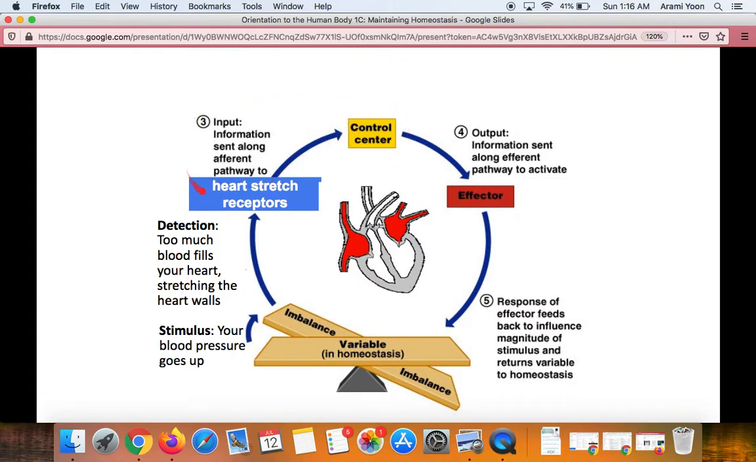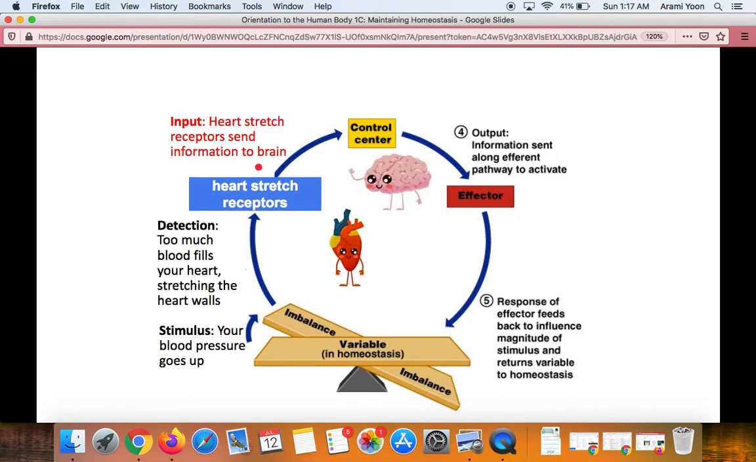And that's called the input, where the information is sent along the afferent pathway. And we'll discuss what that word means later. But in this case, what's the input? Your heart stretch receptors are sending information to your brain, from here to here. And guess what? Your brain is indeed the control center. In this case, it's the brainstem. The brainstem is the particular part of the brain that's going to be receiving this information.